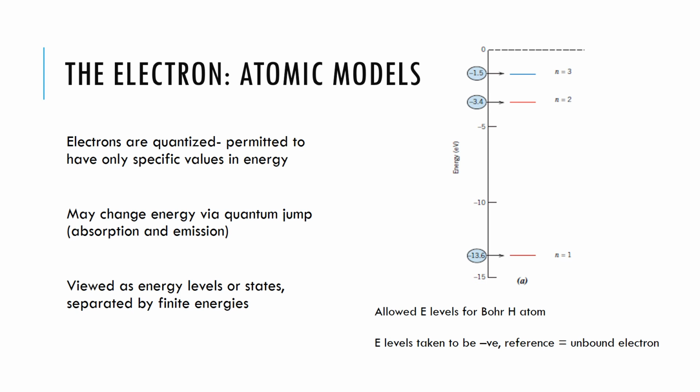Now, one important point of this atomic model is that electrons are quantized. So they can have, or are permitted to have, only very specific values in energy. And they can, of course, change that energy. They can undergo a quantum jump. They can move from one energy level or orbit to the other. And they do that by absorbing and emitting energy. So you can view these as energy levels or states that are separated by finite energy.